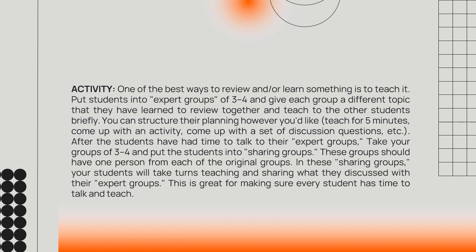After the students have had time to talk in the expert group, take your groups of 3 to 4 and put the students into sharing groups. This group should have one person from each of the original groups. In these sharing groups, your students will take turns teaching and sharing what they discussed with their expert groups. This is great for making sure every student has time to talk and teach.